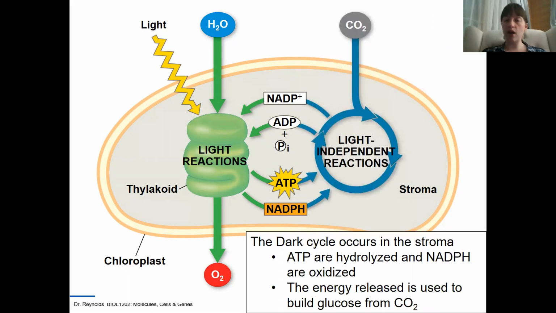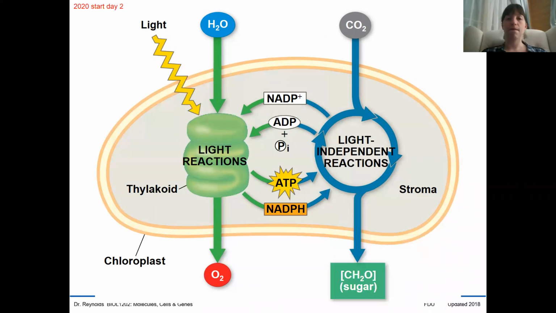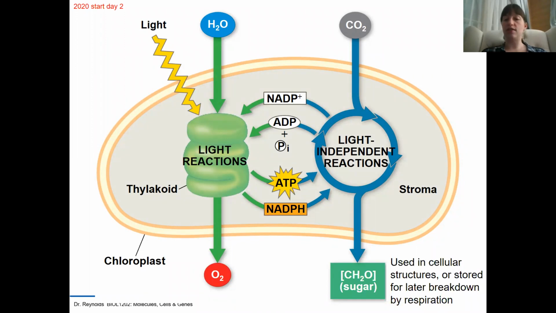In the stroma are light-independent reactions. This dark cycle occurs and ATP is going to be hydrolyzed, NADPH is going to be oxidized, and this recreates molecules of ADP and NADP+ that can be used by light reactions. These result in the production of sugars, which can be used in cellular structures such as the creation of cellulose or the storage of starch, or they can be broken down by cellular respiration in the plant.